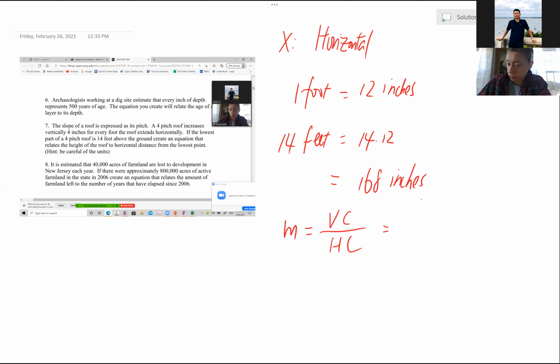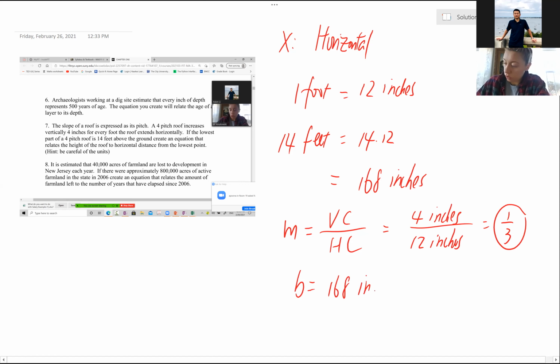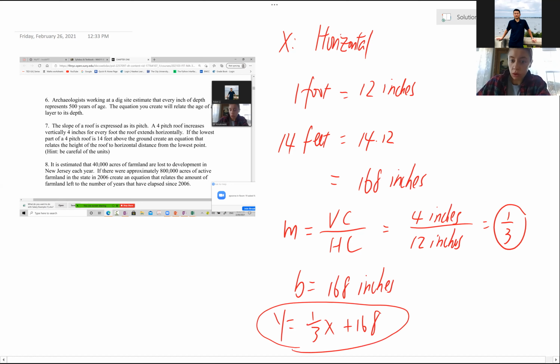Vertical change here is 4 inches. And horizontal change is 12 inches. So slope is 1/3. Got it. So now, y-intercept b is 168 inches. Okay. And we have the equation, right? So that should be y equals mx plus b, so it's 1/3 of x adding 168 inches. And that should be the equation you're looking for. Gotcha.